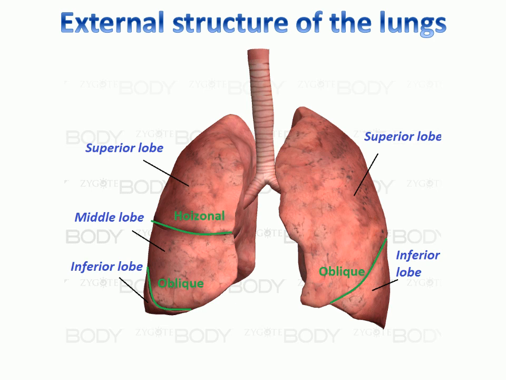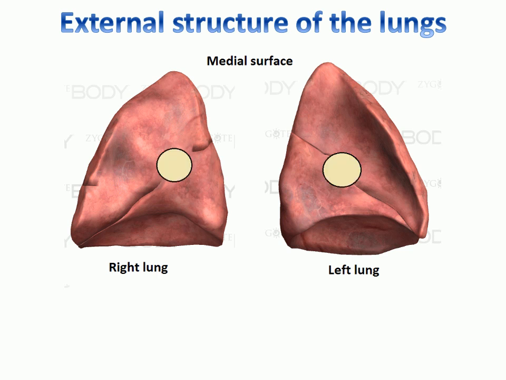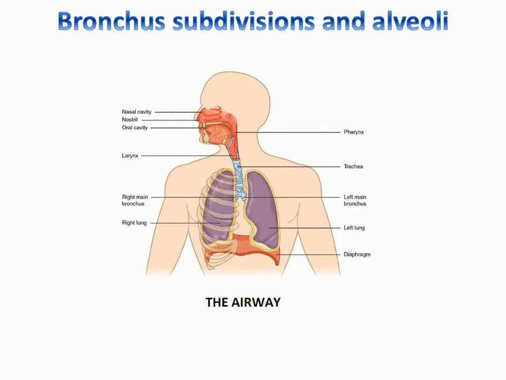When looking at the medial aspect of each lung, you are able to find the root of the lung, the hilum. It is the only site of entrance or exit of structures associated with the lungs. These structures include the pulmonary veins, the pulmonary arteries, the bronchi, nerves, and other structures. The lungs are connected to the rest of the respiratory system.